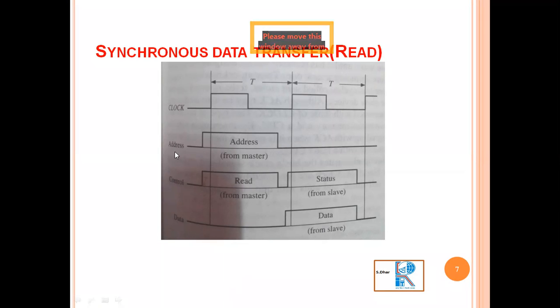Clear? So first, within this time period, the master gives the address of the particular device. This comes from the master. Then it will give one signal, that is the read signal. That means read the data which is stored in the particular address. This is given by the master. See, here the clock is related. So in the next clock cycle, from the slave, data will be high.